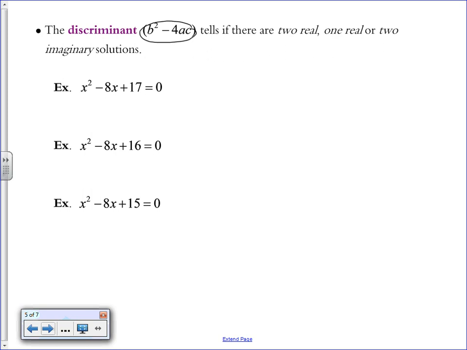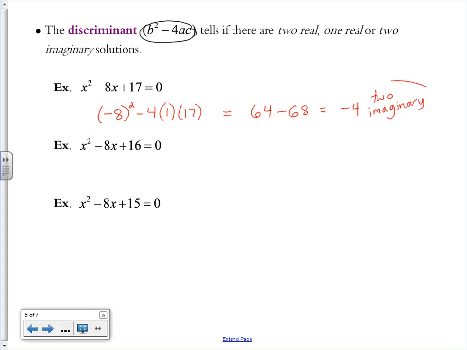So just figuring out the discriminant here, we're going to do b squared minus 4ac and see whether it comes out positive or negative. Fill in a is 1, c is 17. So we're going to simplify this. 8 squared is 64. 4 times 17 is 68. So we're subtracting 64 minus 68. We get a negative 4. Remember, when there's a negative underneath your square root sign, you will get 2 imaginary solutions, because the square root of a negative gives you an imaginary number.